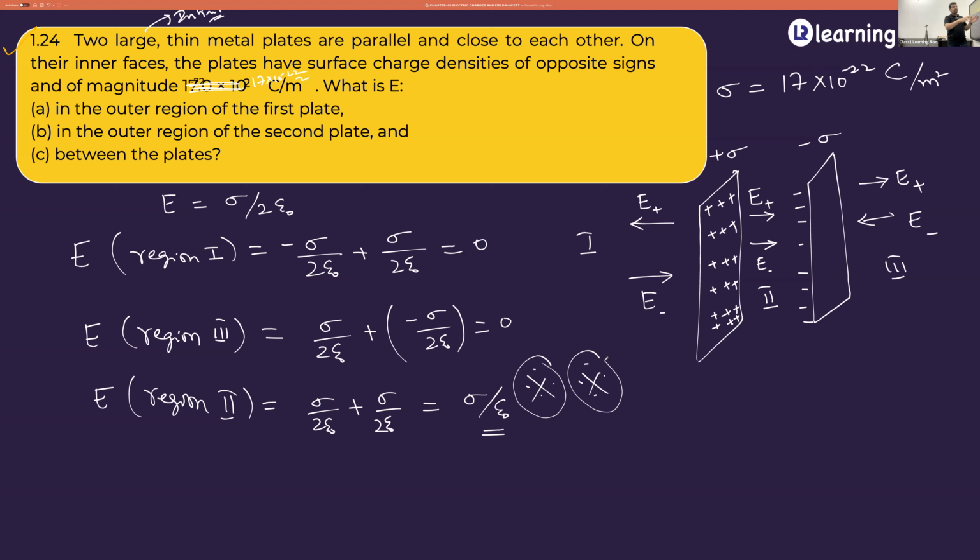So to put it very simple, in this kind of an arrangement, in the outer region there is no electric field. The electric field will exist only within the region or between the plates.